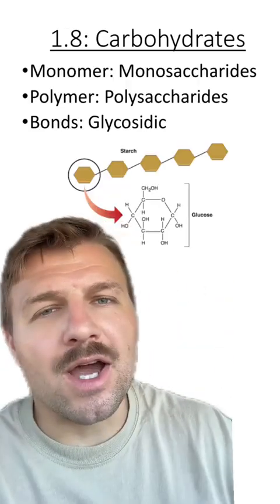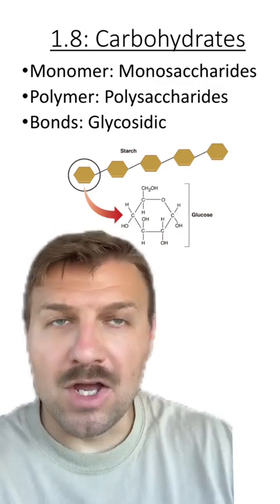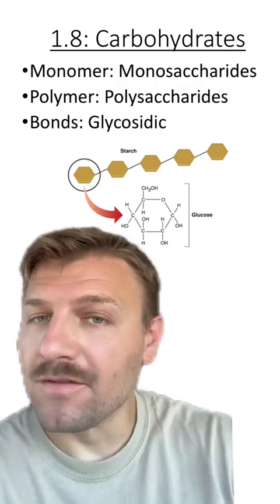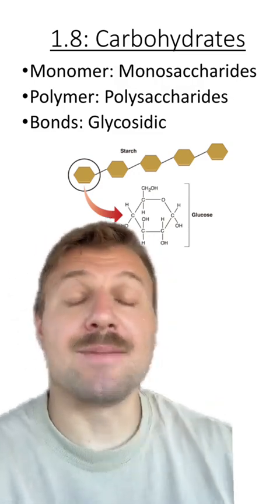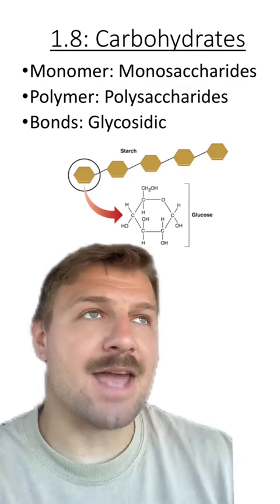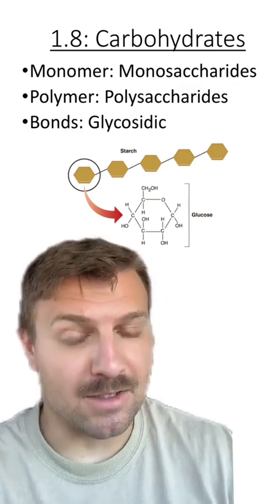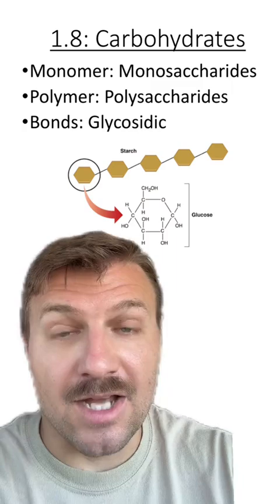So first of all, carbohydrates are made of a monomer known as a monosaccharide. Remember mono meaning one, and saccharide means sugar. The polymer form of a carbohydrate is known as a polysaccharide, and that's because many monosaccharides are going to make up one polysaccharide. Now, the type of bond that forms between the monomers is known as a glycosidic bond. This again is just another name for the covalent bond that forms between the monosaccharides or monomers.